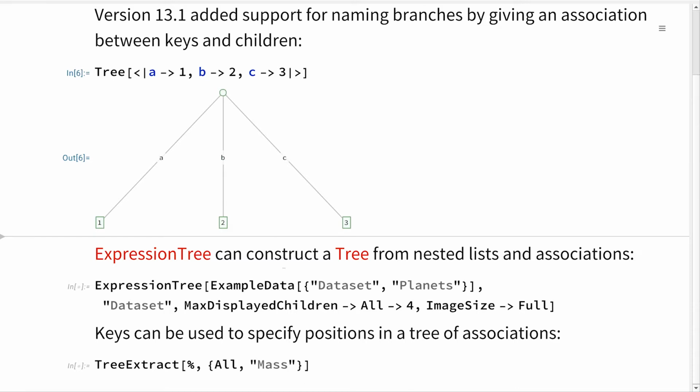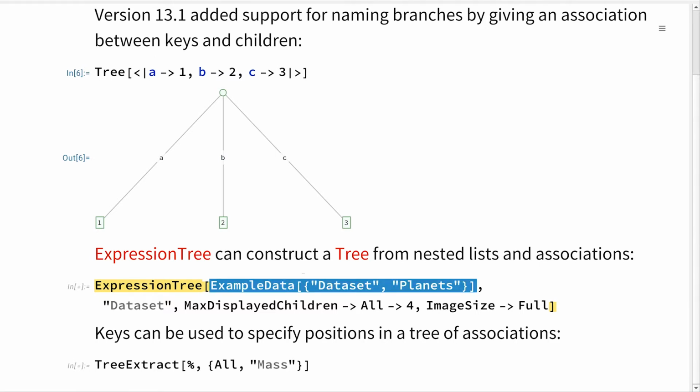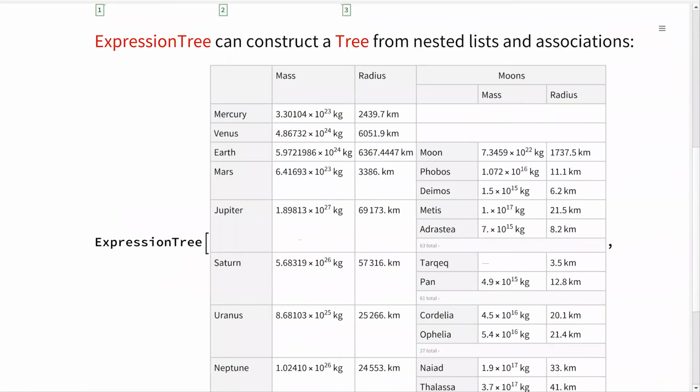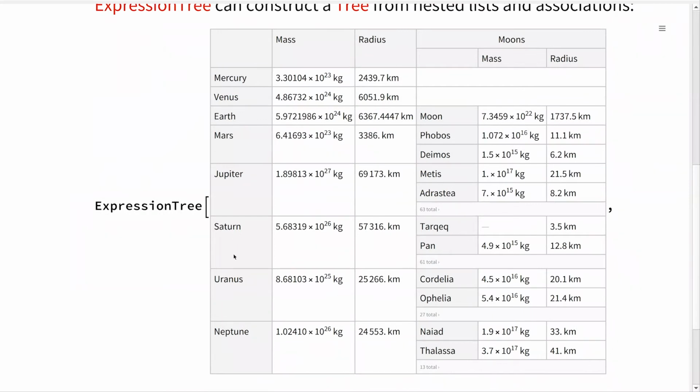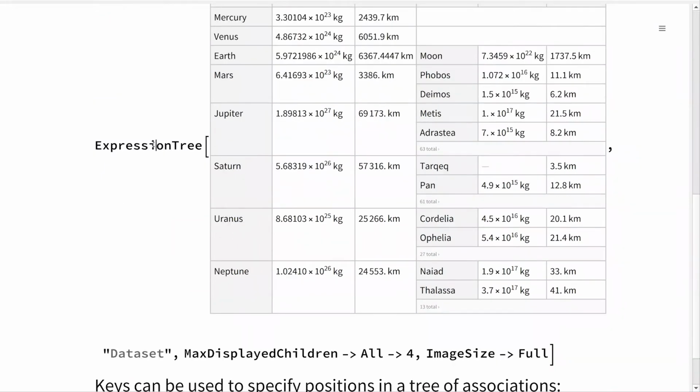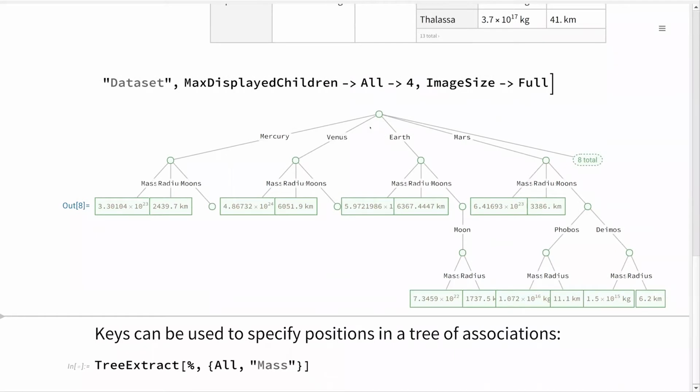So this is very useful for several different kinds of trees. For example, datasets. So here's an example dataset of the planets. We evaluate that in place. There we see the typical dataset formatting with all the various keys. We can convert that to a tree using ExpressionTree. So if I do ExpressionTree of that dataset and specify Dataset in the second argument, we will get a tree representation of this. So there we see the root node, the branches are the planets, they have keys for their mass, their radius, their list of moons, and so on.